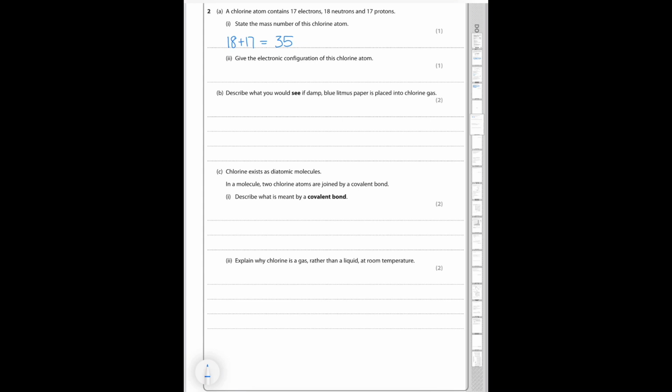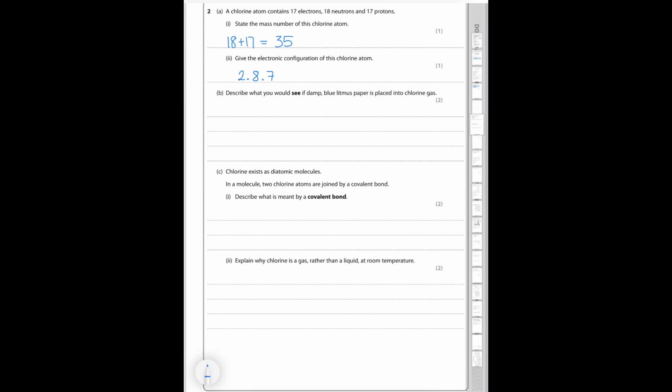Then for the second question, we are asked to give the electronic configuration of the chlorine atom. So chlorine has 17 electrons, which means it will have 2 in the first shell, and then the first shell is full. Then it would have 8 in the second shell, and the second shell is full, and we've had 10 electrons altogether, so we've got another 7, and the 7 would be in the outer electron shell.